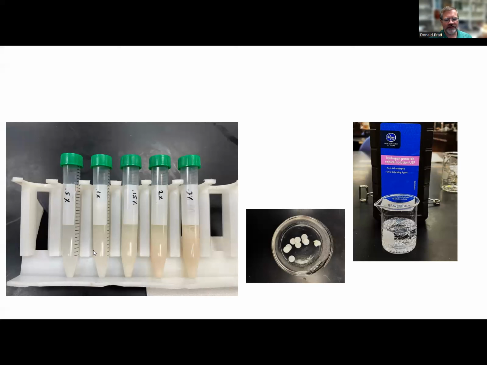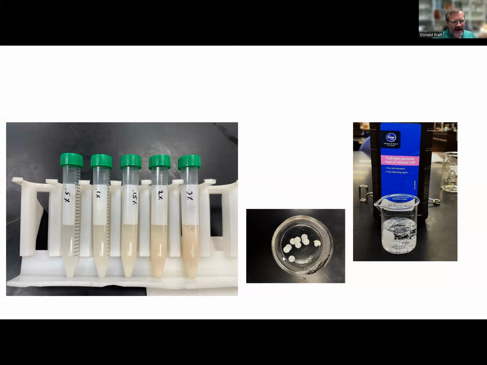You can see there are several things that you'll want to look at for this experiment. Right here, we have some tubes. You can see this tube here to the left is a lot more clear than the tube here to the far right, which is much more cloudy. What we have here are different concentrations of yeast. This is a 0.5% concentration, a 1% concentration, a 1.5%, a 2%, and a 3% concentration. So we have different yeast concentrations.